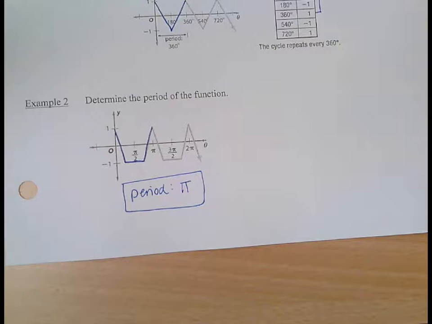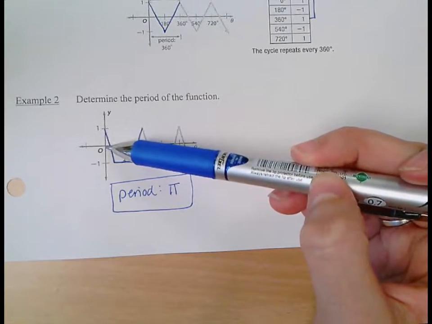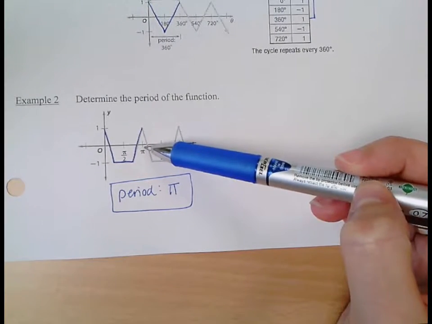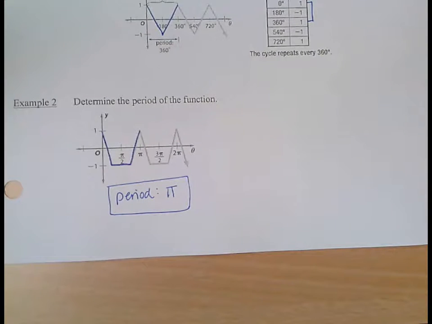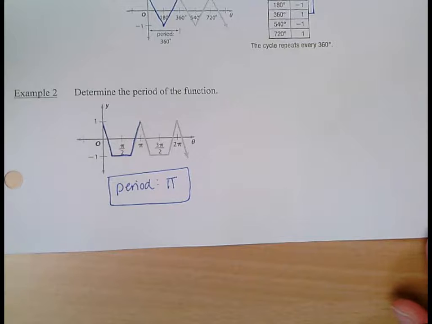Questions on example 2? How do you know the period is pi? The pattern starts at the x value 0 and ends at the x value pi. So that distance is pi. Other questions on that?